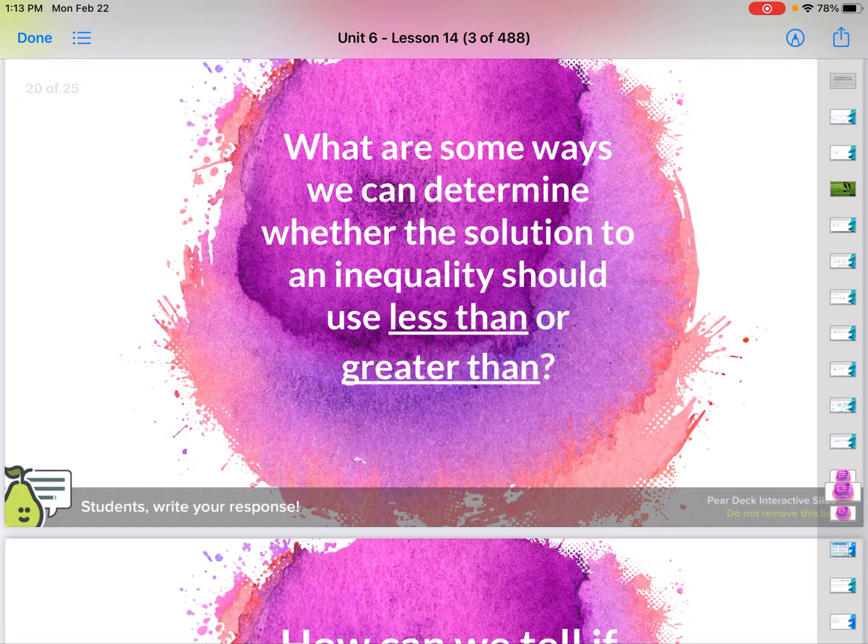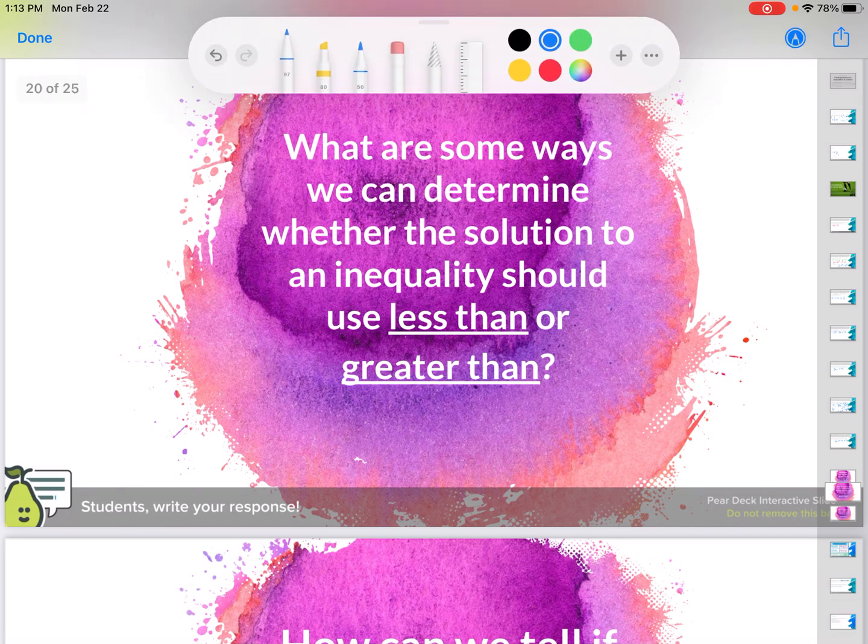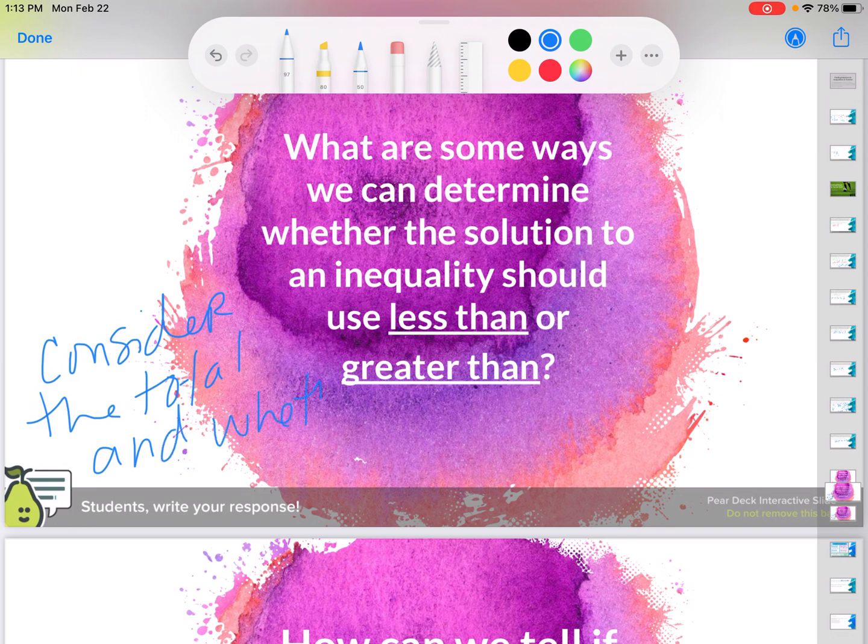What are some other ways we could determine whether the solution of an inequality should be less than or greater than? So when you're thinking about it, you need to consider the total, and whether this is the most that can be spent or the least.